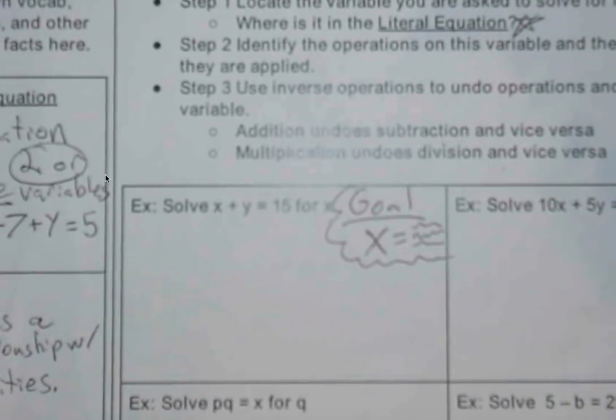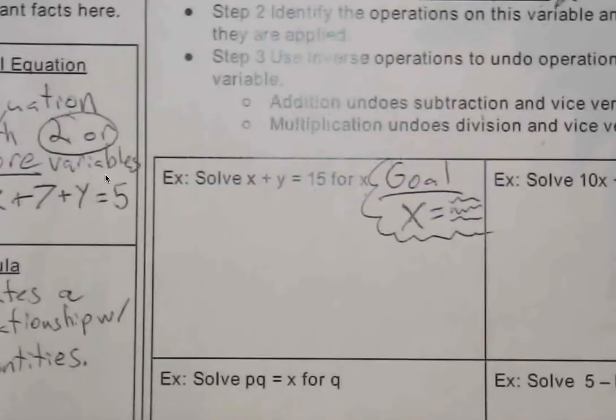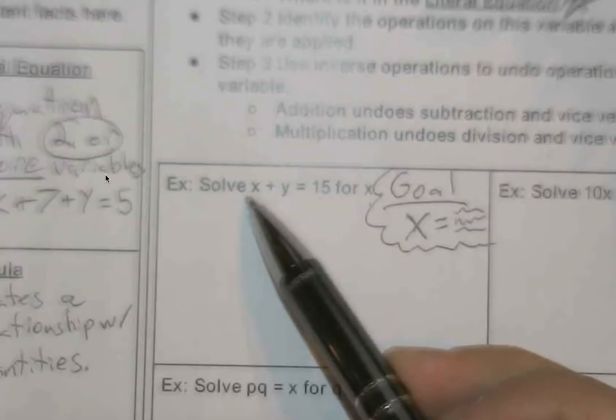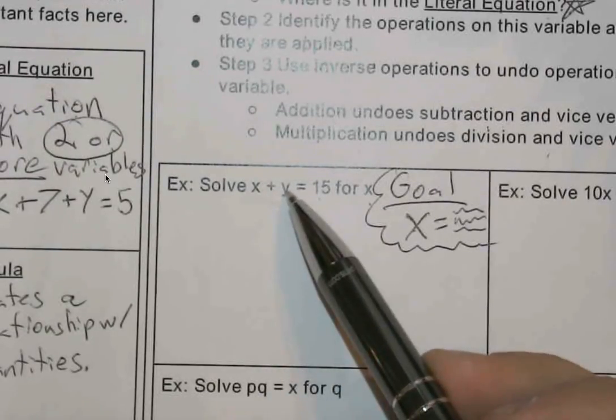So we've acknowledged where the variable is. I see x right here. I know that if I refresh this, I see x is on the left-hand side. So how can I go about moving these other terms over here? What's on the left side that's not x?